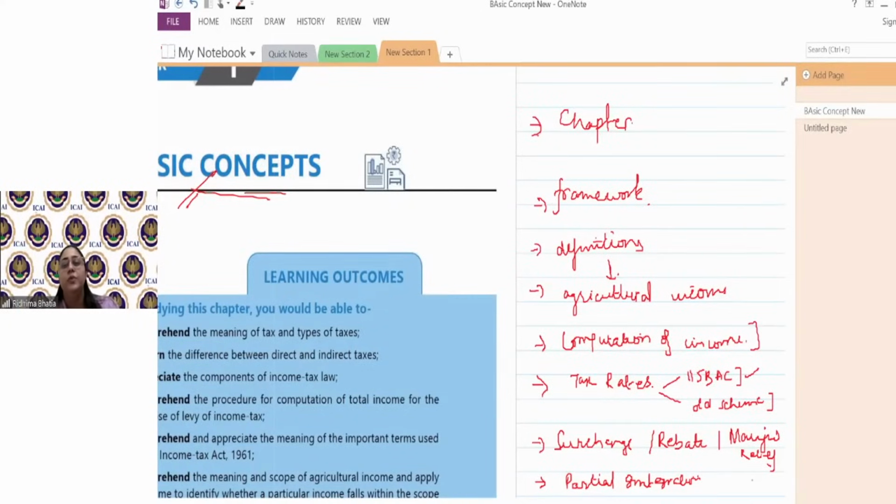Okay. The next class would be all about computing the income, tax rates, etc. And the last class would be about surcharge and marginal relief, because these are technical, and we will be covering them in the last class. Okay, this is what our target is. Now, does anyone have any questions?